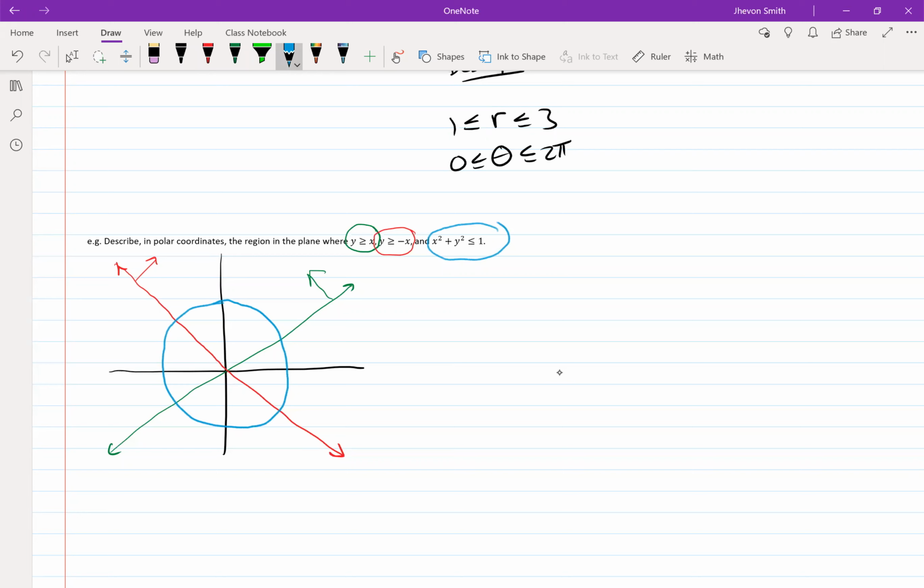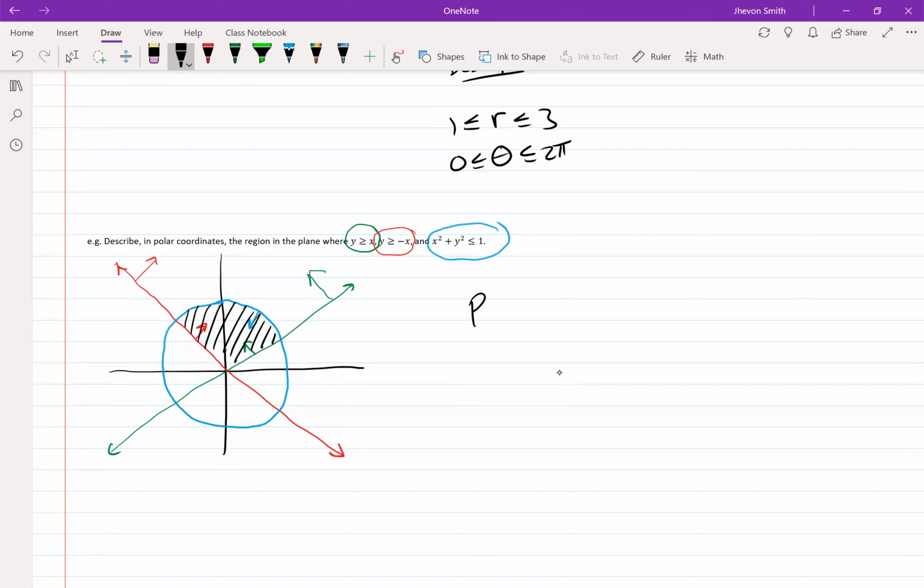And I want to be inside of that. So pretty much I want the region that satisfies all of these at the same time. So I want to be above this, I want to be above that, and I want to be below this. That gives you this region over here. It's like a pizza pie, a pizza slice. So here's all the complication I had to go through to describe this situation in rectangular coordinates.